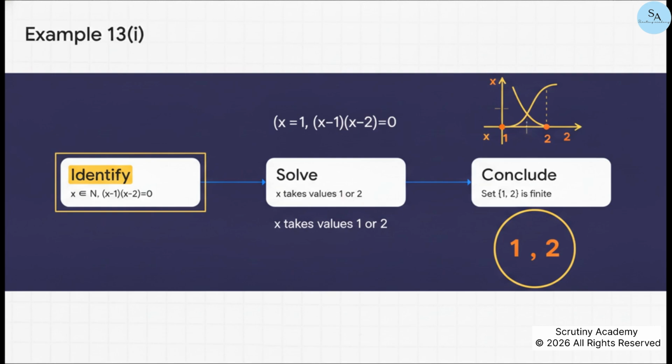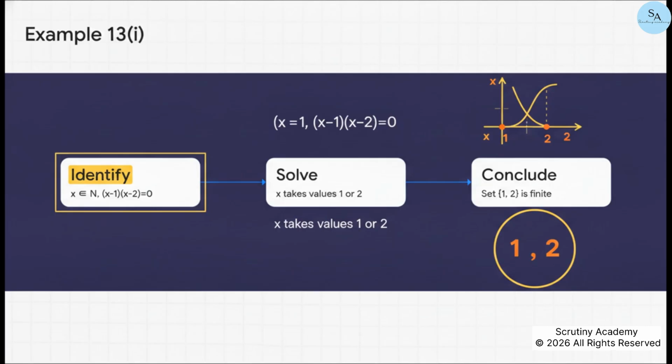The set contains x such that x is an element of N, which means natural numbers, and the equation (x - 1)(x - 2) = 0. Please don't let that notation scare you. First, identify what's being asked. We just need the numbers that make this equation equal 0. Step 3, ignore the set brackets for a second and just solve the algebra. For that equation to be 0, x can only take the values 1 or 2.